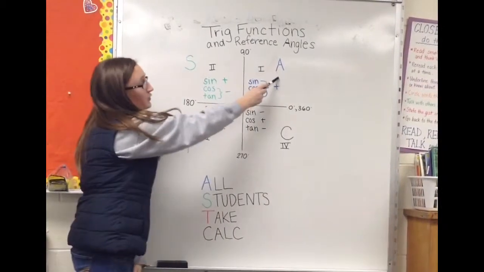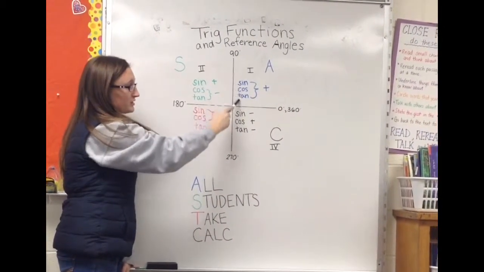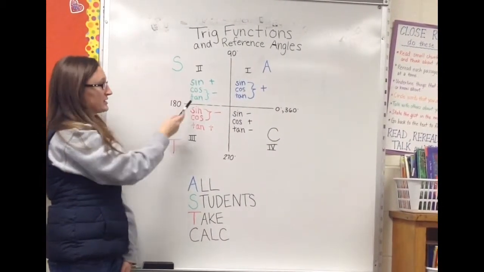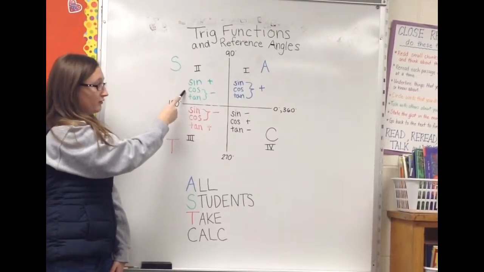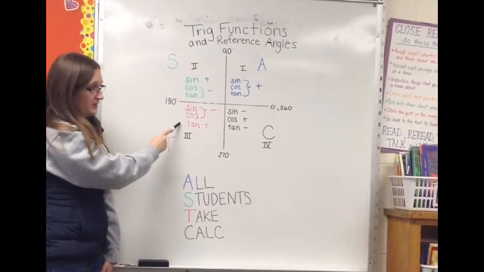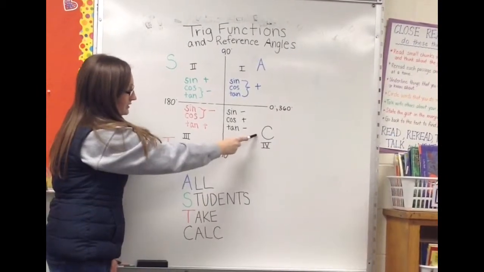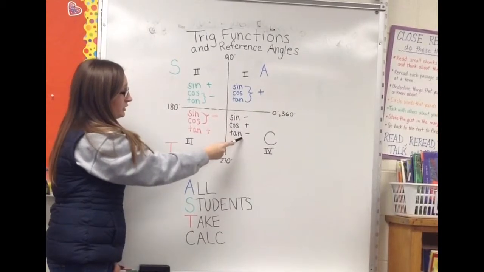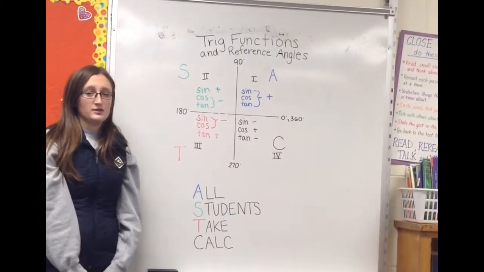The A is in the first quadrant, and that stands for all, because all of the trig functions are positive in this quadrant. S in the second quadrant stands for sine, because only sine is positive in this quadrant. Cosine and tangent are both negative. So the T in the third quadrant is for tangent, because tangent's positive, but sine and cosine are negative. And then the C in the fourth quadrant stands for cosine, because cosine's the only one that's positive. Sine and tangent are negative. So we just have to remember to focus on these, and we'll be able to solve some more reference angle problems.